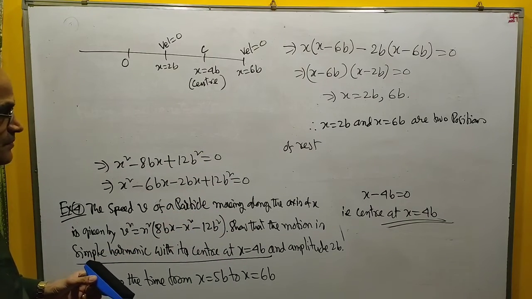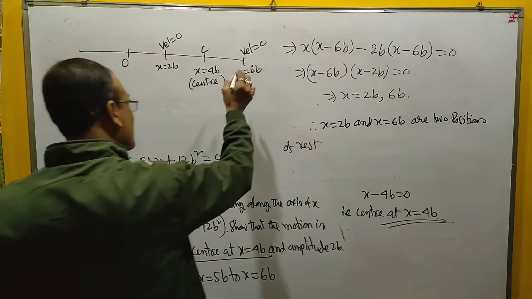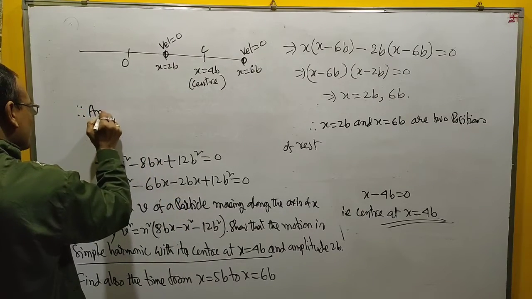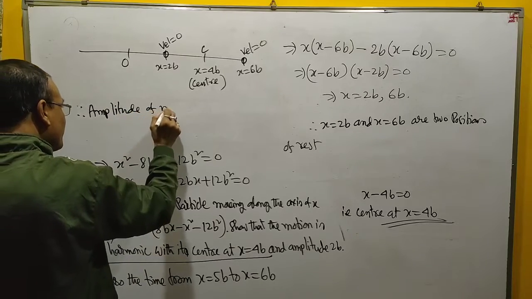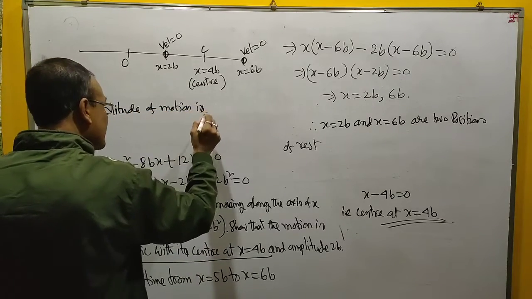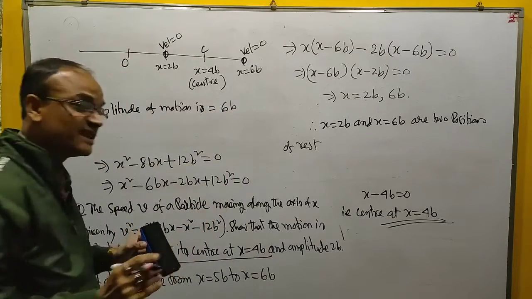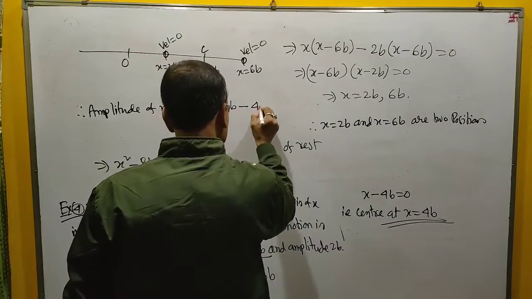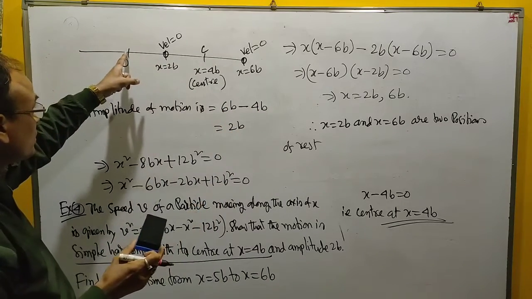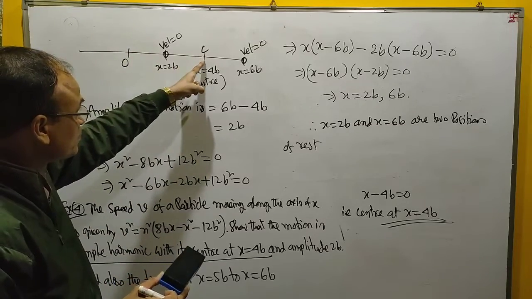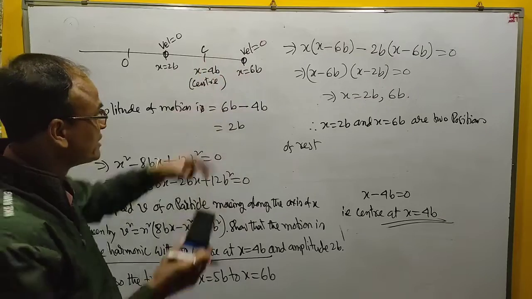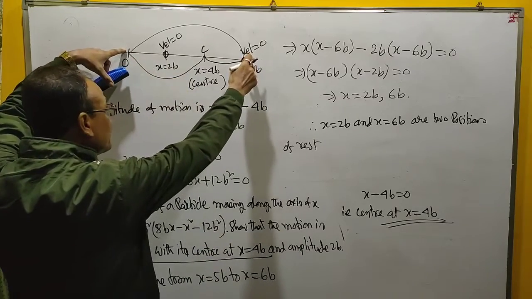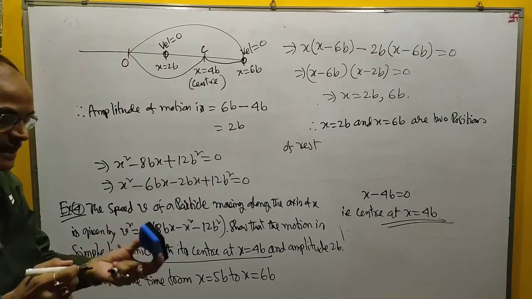These two are positions of rest. The particle will rest at these two positions. Therefore, amplitude of motion is nothing but the distance between center of force and the position of rest. 6b minus 4b. This is equal to 2b. From this to this, 2b. From 0 to this, 4b. From this to this, 6b. What is the distance between these two? This distance minus this distance. This distance is 6b. 6b minus 4b equal to 2b. This is the amplitude of motion.